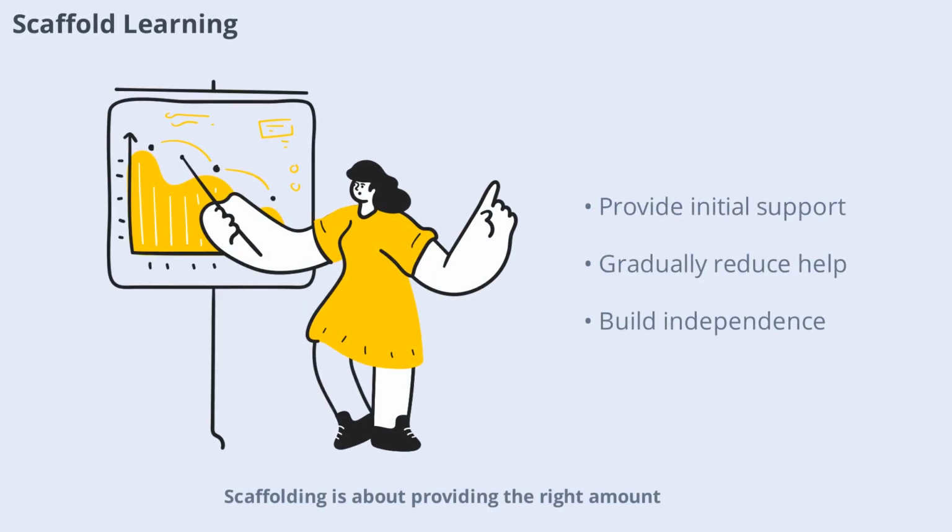Scaffolding is about providing the right amount of support as students tackle new challenges. Start with guidance and gradually reduce it as students become more confident and independent. This might involve modeling a task, giving hints, or providing checklists. Scaffolding helps students build skills step by step, ensuring they're not overwhelmed and can achieve success at each stage.